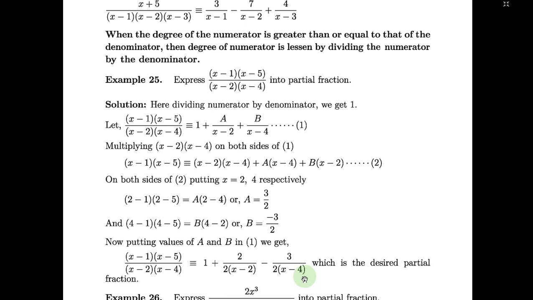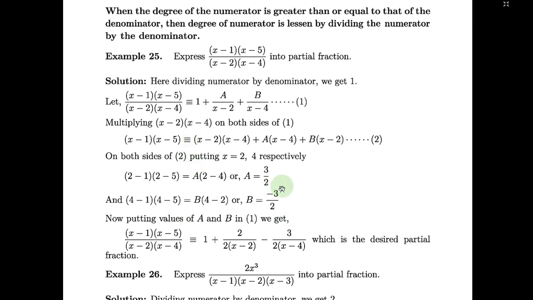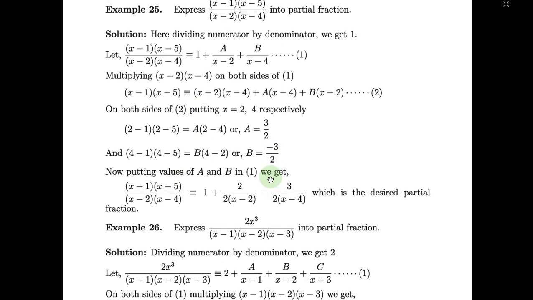So the only difference is this fraction is an improper fraction. That's why we need to take an extra part, the constant part, by dividing the numerator by the denominator. And other processes are similar to the previous problem.